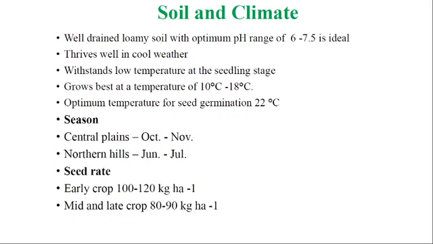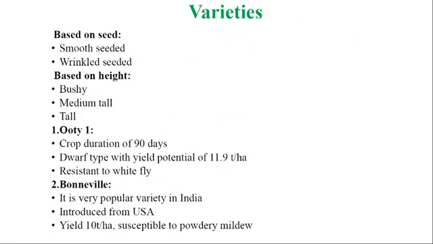The season is October and November in the central plains, and June and July in the northern hills. The seed rate for early crop is 100 to 120 kg per hectare, whereas for the mid and late crop the seed rate is 80 to 90 kg per hectare.